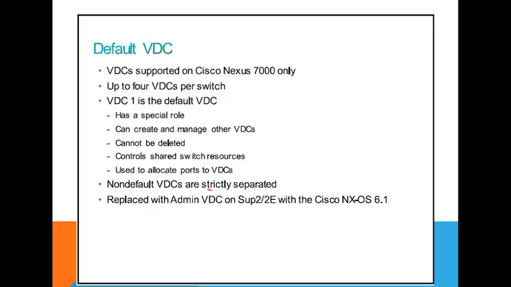Now, this concept of default and non-default: VDC1 is the default VDC. From 6.1 version onwards, we call it the admin VDC, especially on Sup2 and Sup2E engines. When we call the default VDC the admin VDC, it is more meaningful than calling it the default VDC. The reason we call it the admin VDC is that it does the administration job. It controls all other VDCs. It allocates resources and so on.